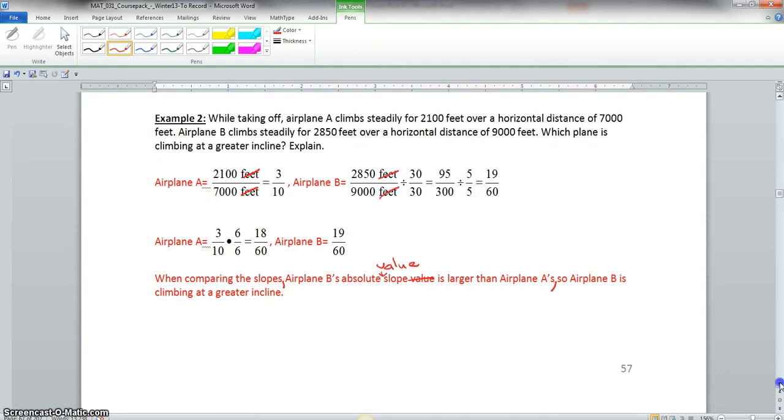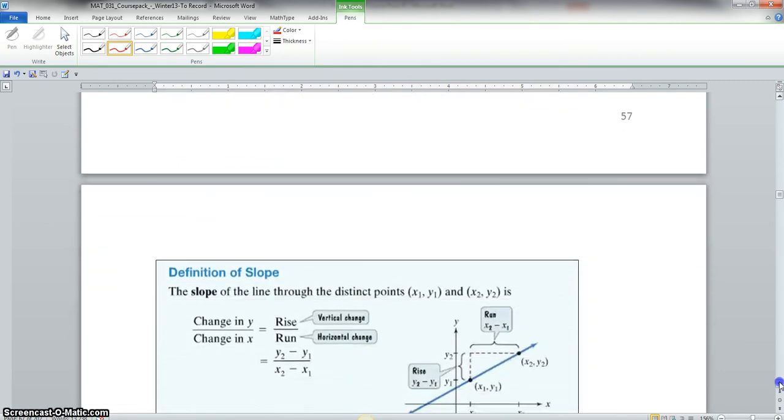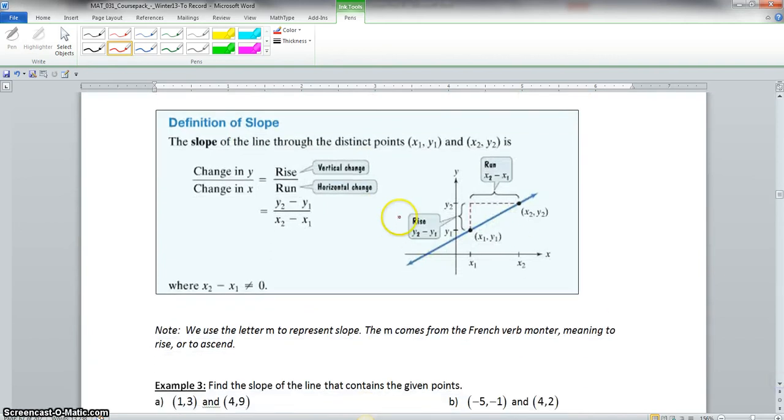Okay, now we scroll down here to the definition of slope. The slope of the line through the distinct points x1, y1, and x2, y2 is the change in y, which is your rise, over the change in x, which is your run. And this is represented by taking y sub 2 minus y sub 1 over x sub 2 minus x sub 1. All this means is this here.